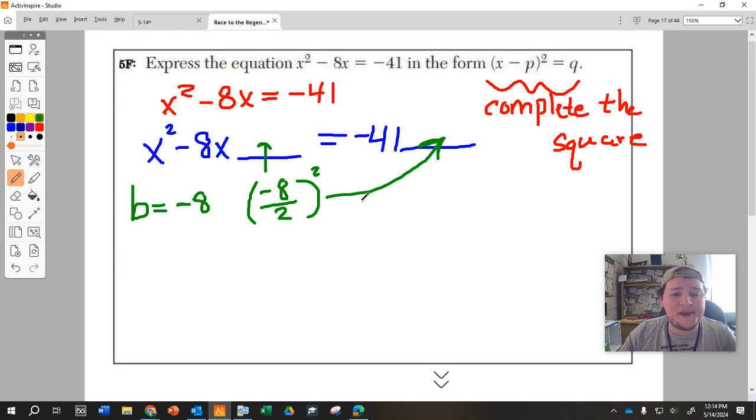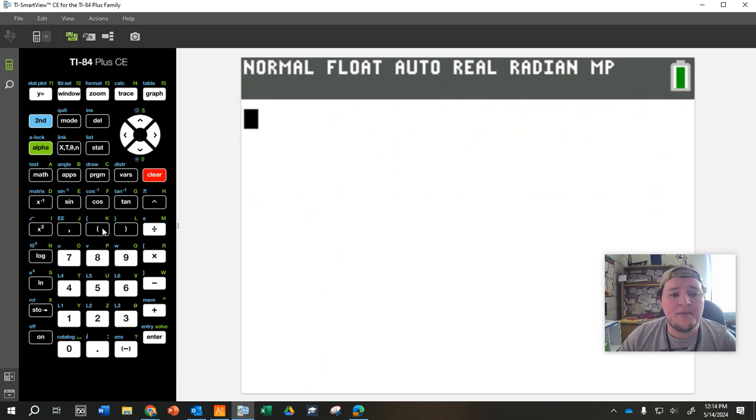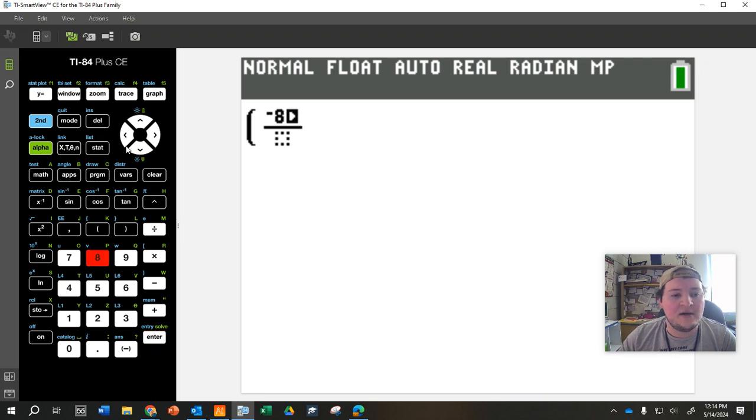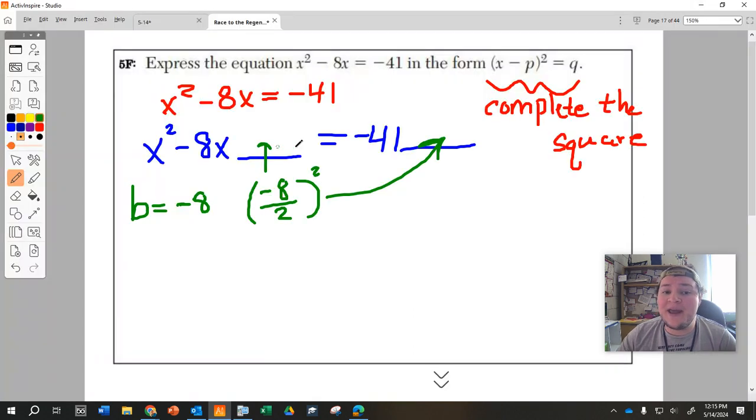So I'm going to type in the calculator, negative 8. It's always divided by 2. It's always cut in half. Parenthesis, and you can use the fraction button here if you want. It doesn't affect anything. So negative 8 divided by 2, close parenthesis, squared. Enter. You should get a positive number. I got positive 16. So what's going to go in each spot is plus 16, plus 16. I'll write it in purple here.